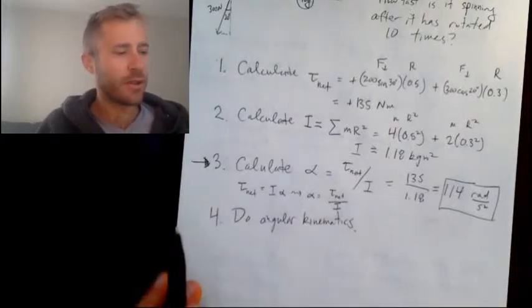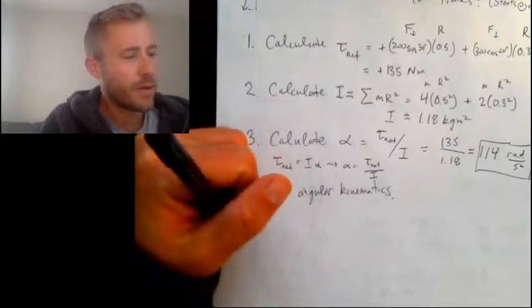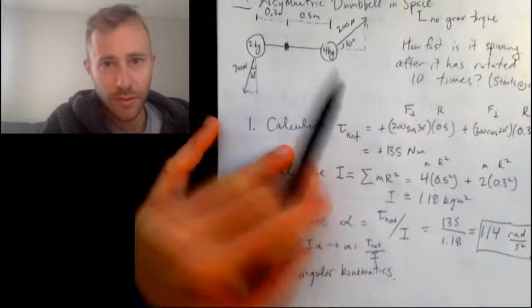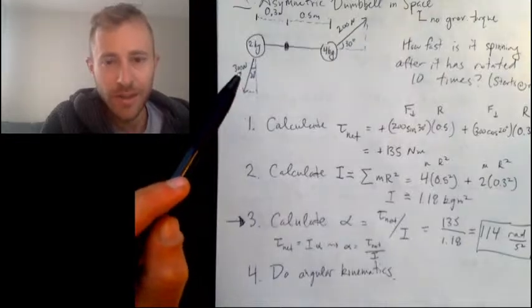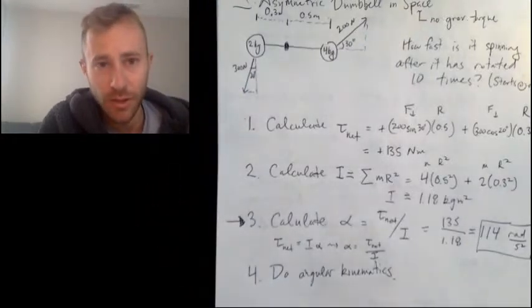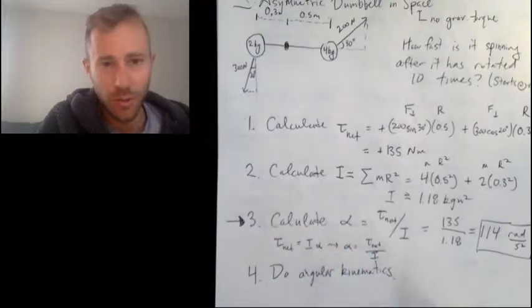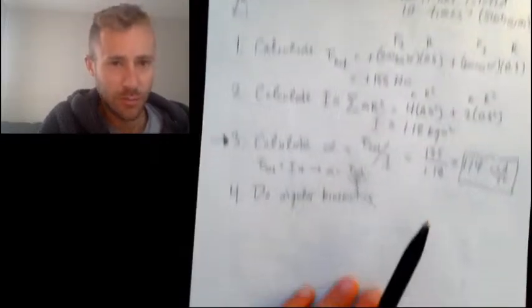All right, so now we do angular kinematics. We want to know how fast it is spinning after it has rotated 10 times. And by the way, this starts at rest. I'm implicitly assuming, I didn't say this explicitly, but I might as well say it now, that these torques are remaining constant. Because in order to apply the equations of angular kinematics, alpha has to be constant. And for alpha to be constant, the net torque has to be constant. So these torques have to be maintaining their values while this thing spins.